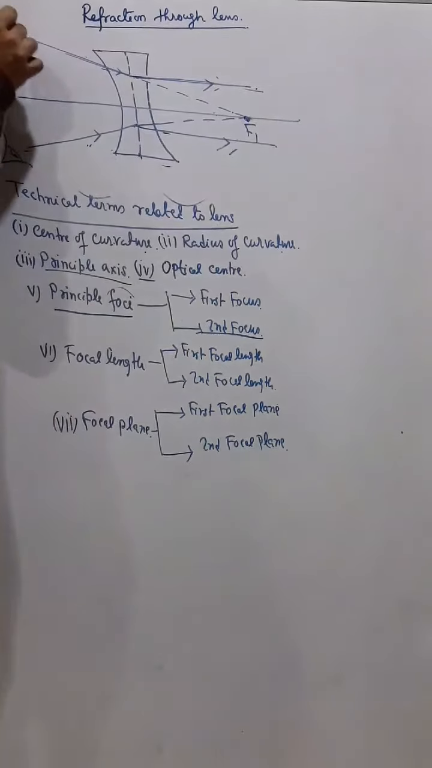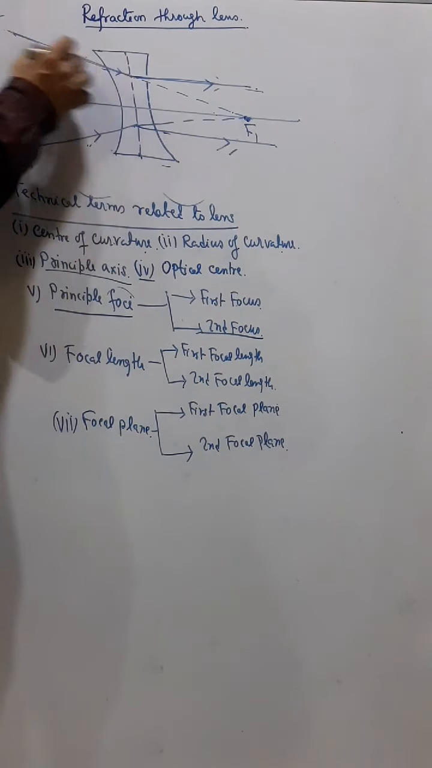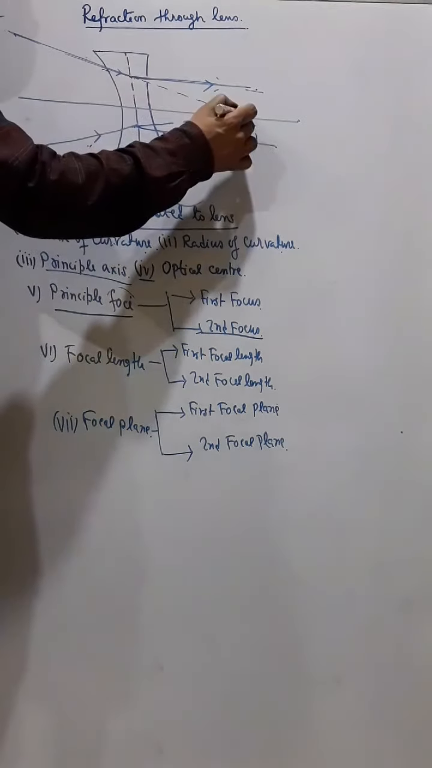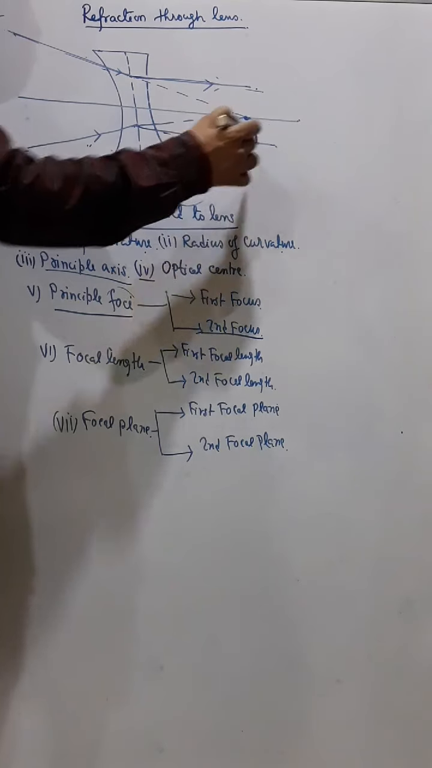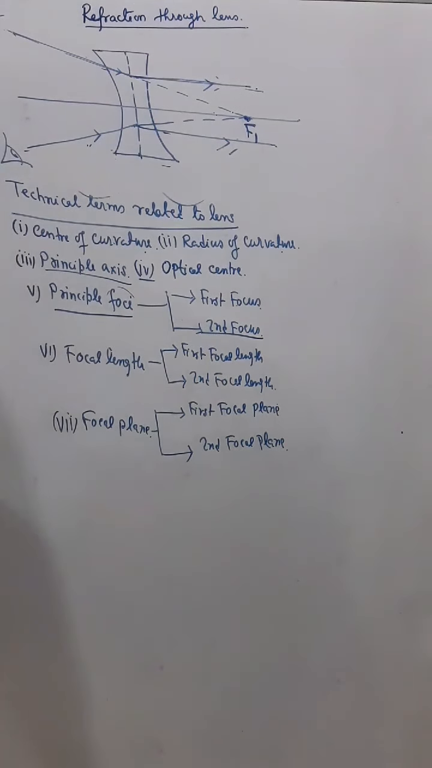But from here, if anybody looks, according to them, the light looks to meet at this point. So that is called the first focus of a concave lens. Okay, the first focus of a concave lens.